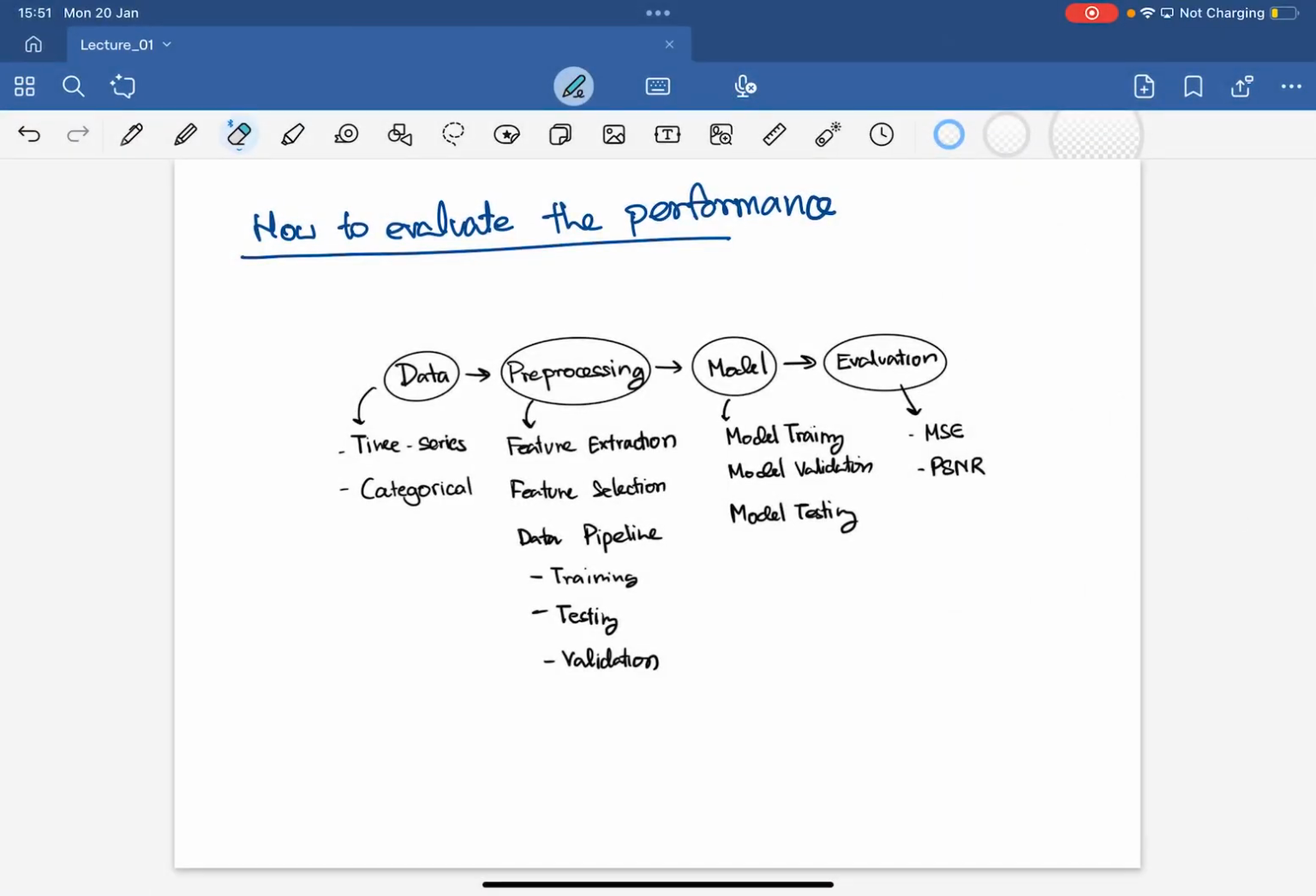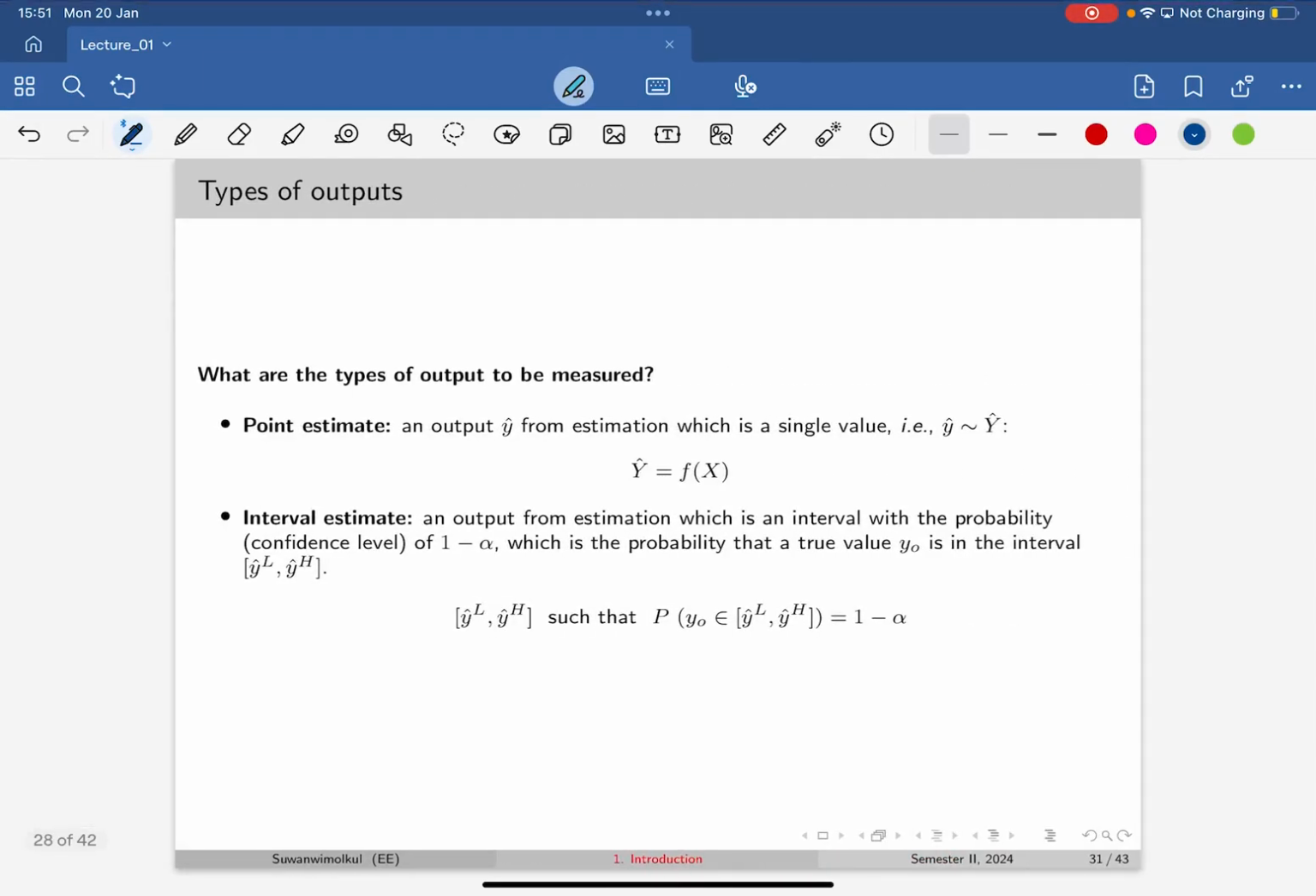So in the pipeline of statistical learning, we know that there are data preprocessing, model training, and then the last thing that we have to know is the evaluation. Before we go to the evaluation, we should know that there are two types of outputs. One gives you a point estimate, which is a single value, or maybe an entire picture, but everything I said here represents just an output. It's like a sample.